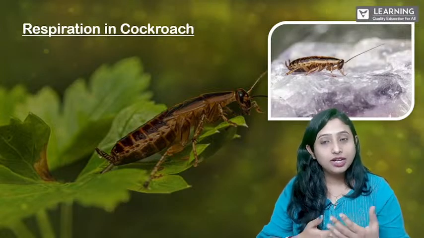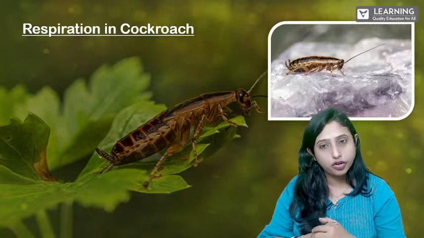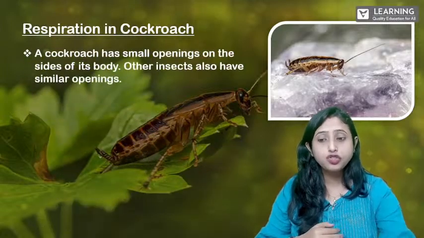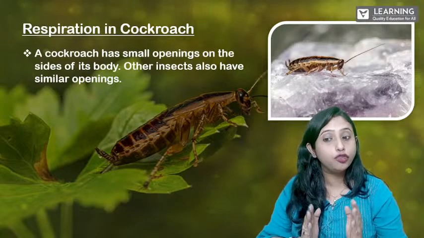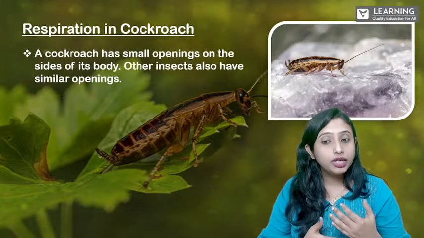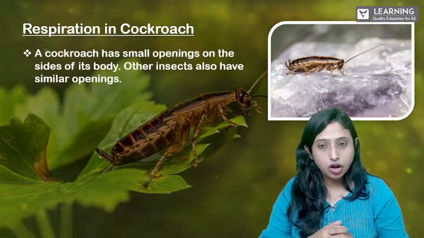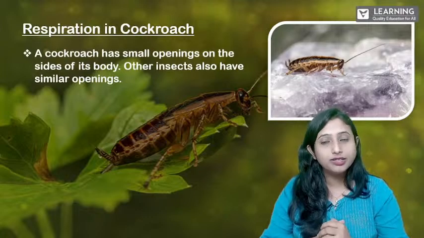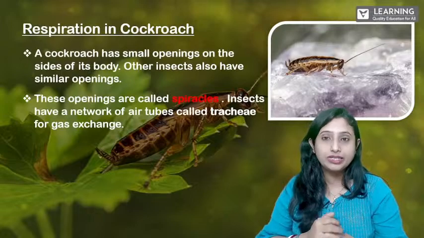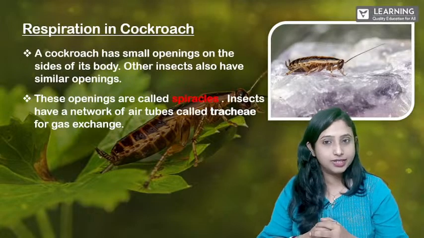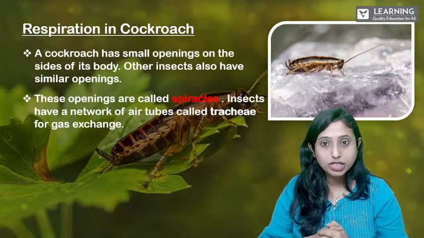So let us learn how respiration takes place in the cockroach. How does the cockroach respire? A cockroach has small openings on the sides of its body. Other insects also have these small openings. Now what are these openings? These openings are called spiracles. Clear? What is the name of these openings? They are called spiracles.